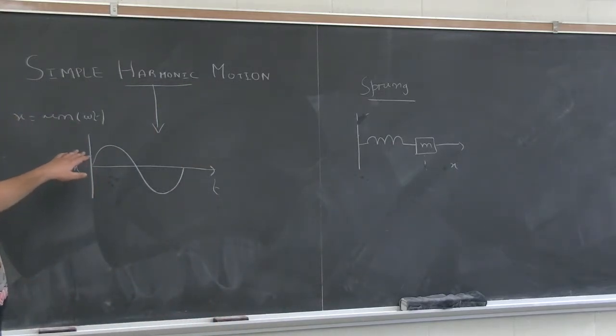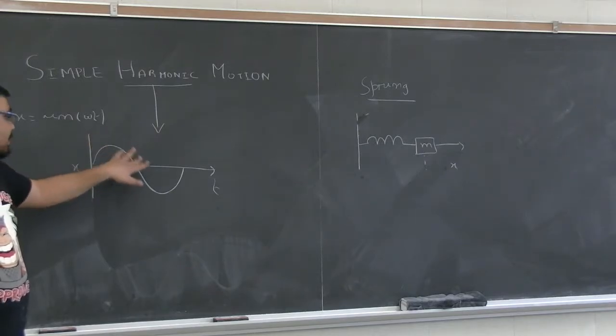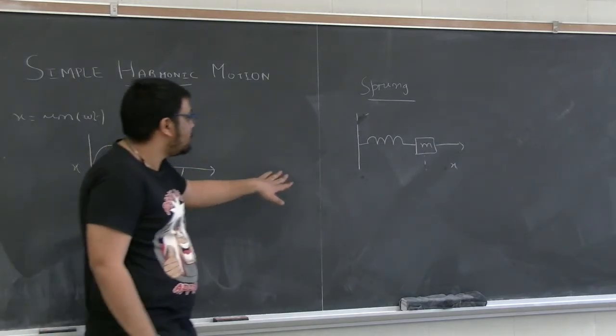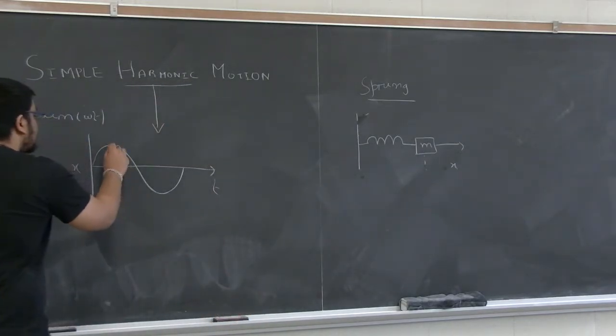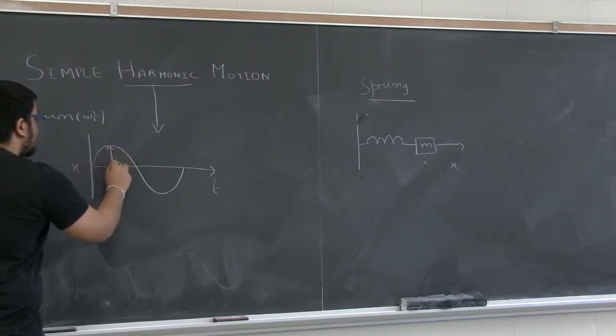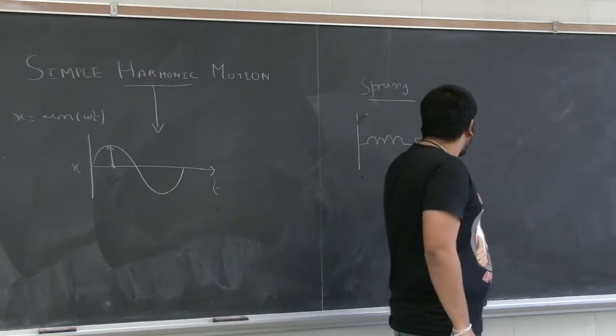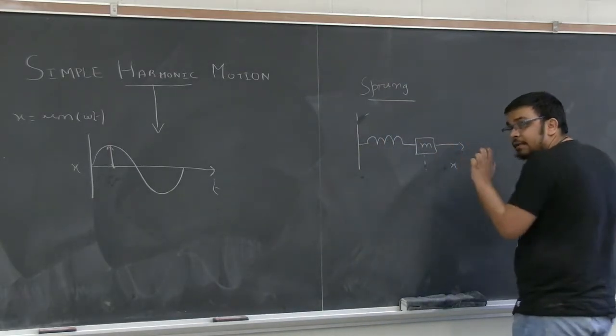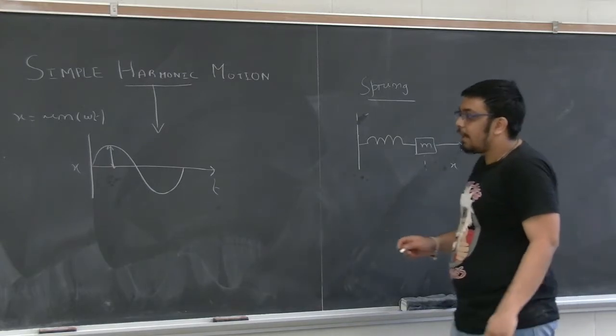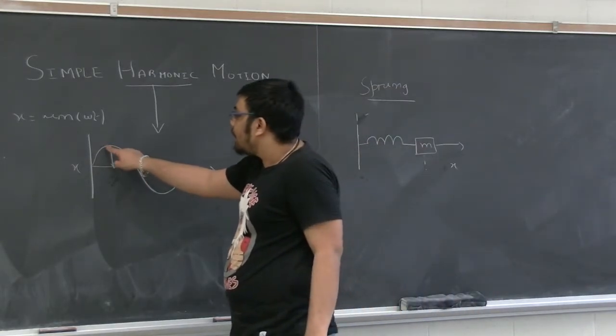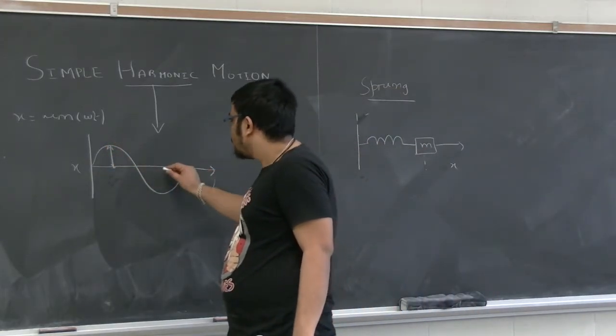And there are certain parameters that characterize this curve and hence also the motion. One is the amplitude. So that's the maximum displacement that the object can go from its equilibrium position. So we call that the amplitude. It is the height of the graph, the maximum height.